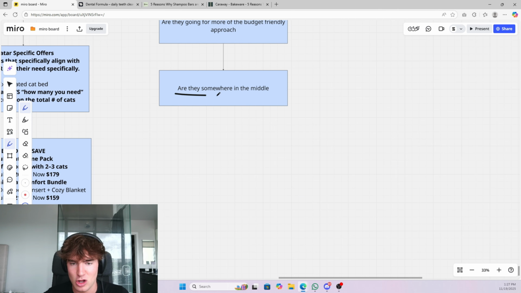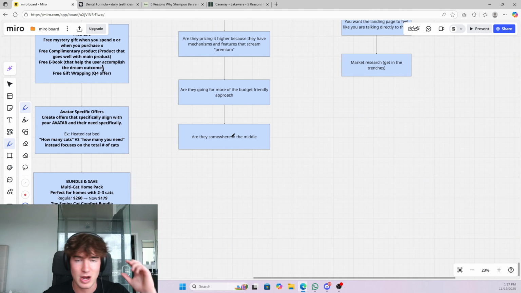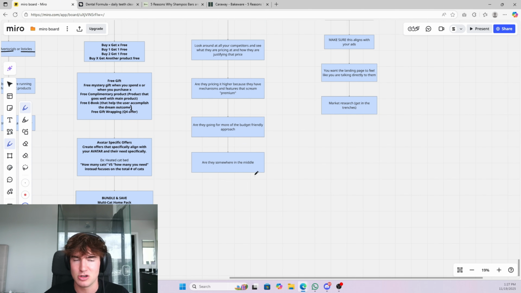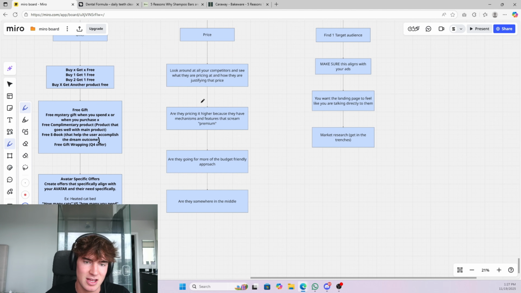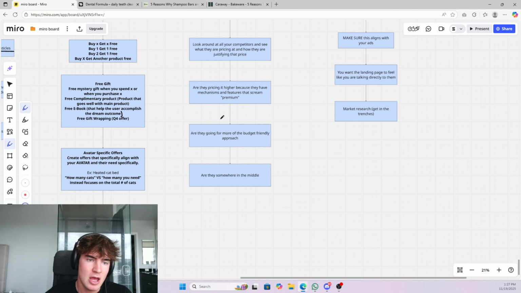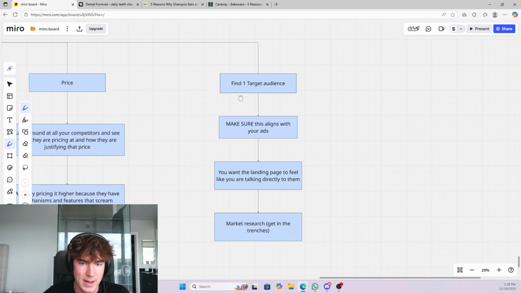Another thing you can look at: are they somewhere in the middle? They're not premium, they're not going for that premium brand aesthetic, but they're also not going for being the cheapest option on the market. They're somewhere in the middle. So look at the price, and understand how they're justifying it with the mechanisms and features in their product. Then take all this and look at your own brand: what are my features, what are my mechanisms, and judge your price off of that.